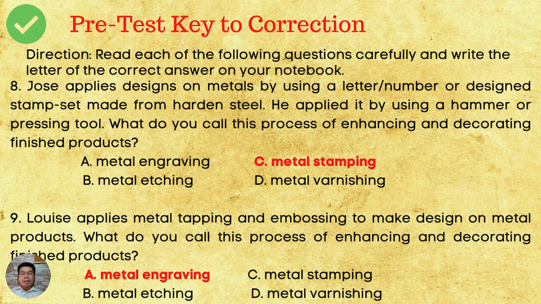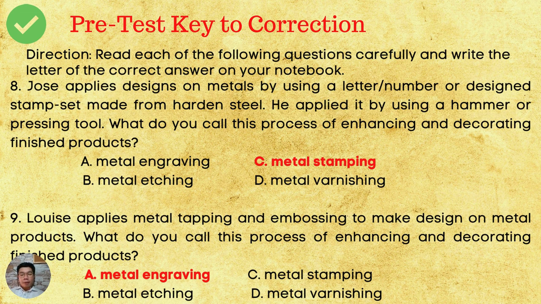Eight, Jose applies designs on metals by using a letter or number or design stamp set made from hardened steel. He applied it by using a hammer or pressing tool. What do you call this process of enhancing and decorating finished products? The answer is letter C, metal stamping.